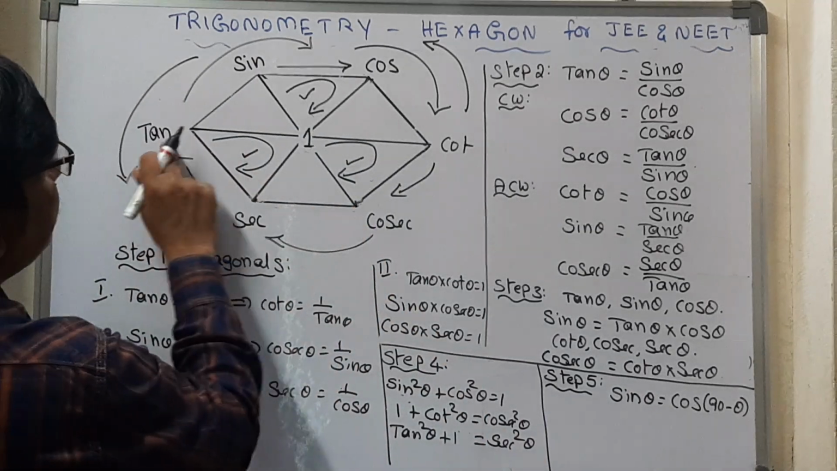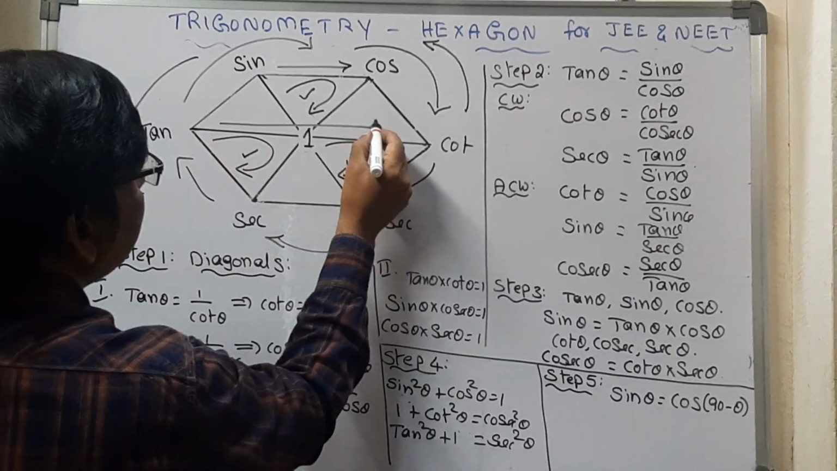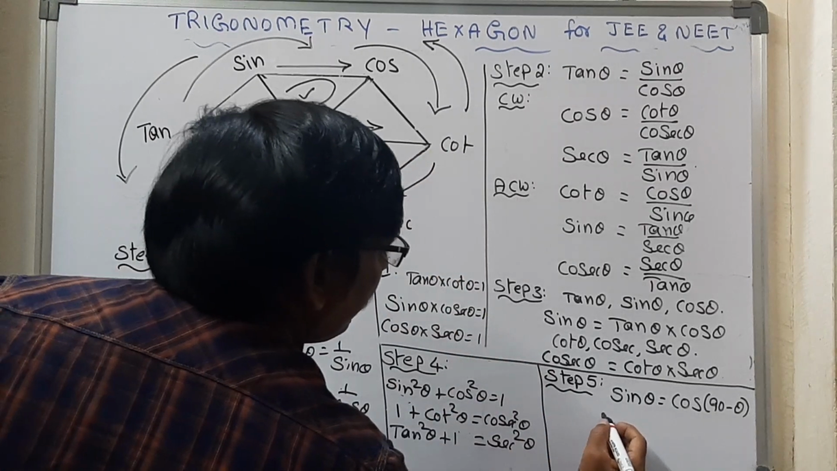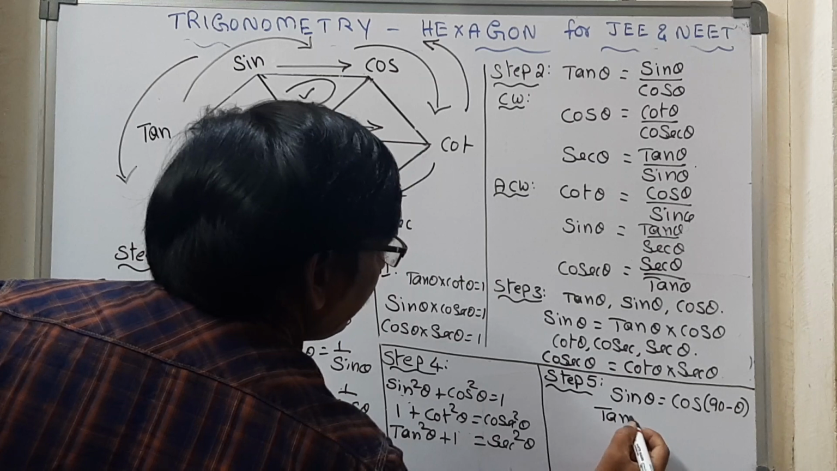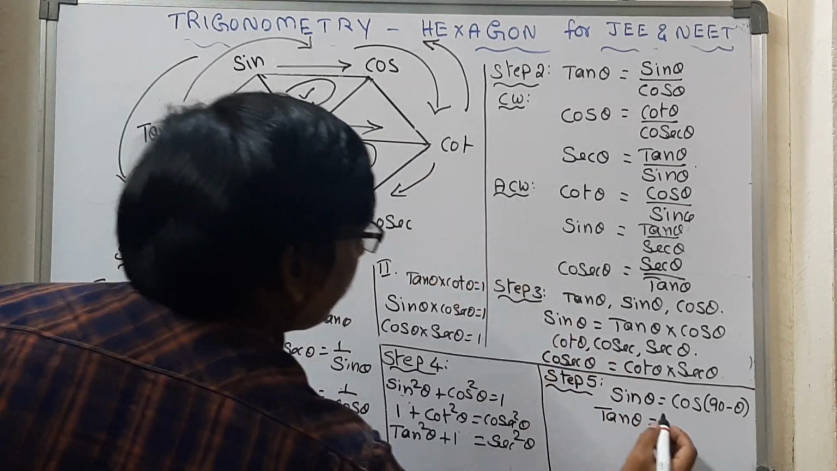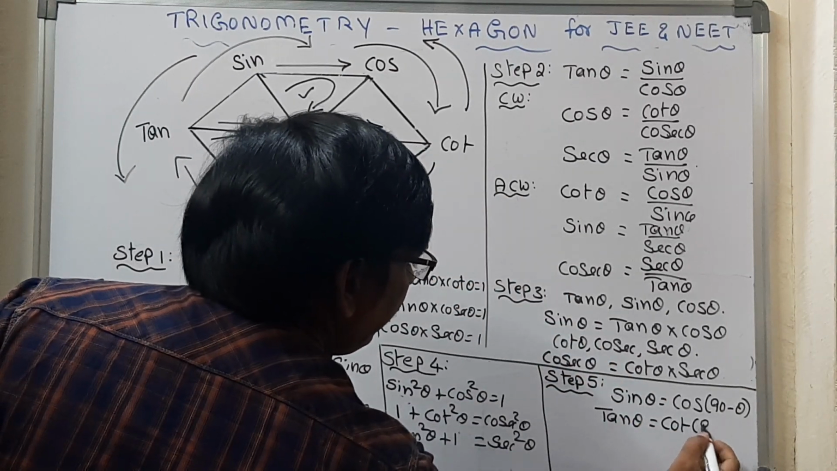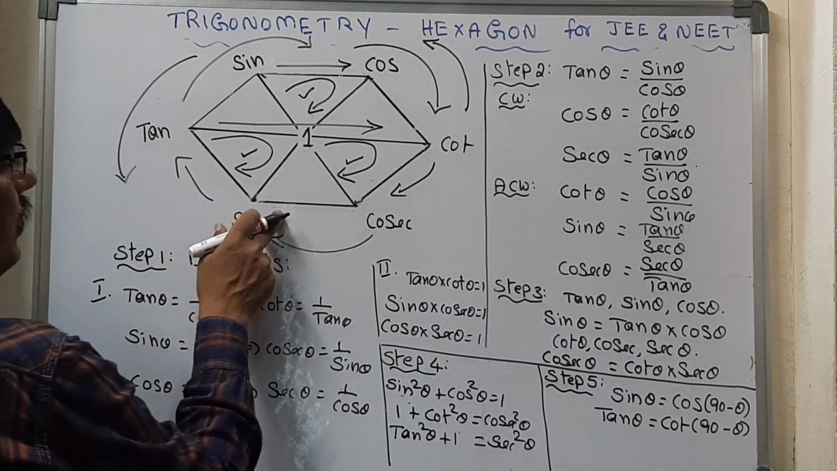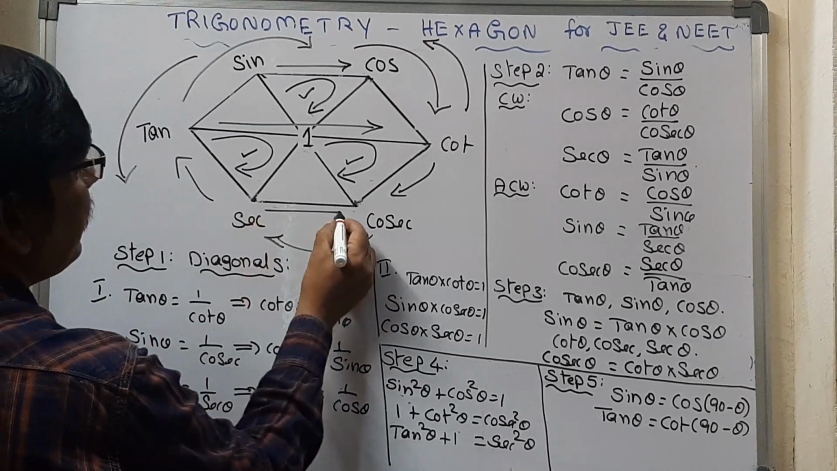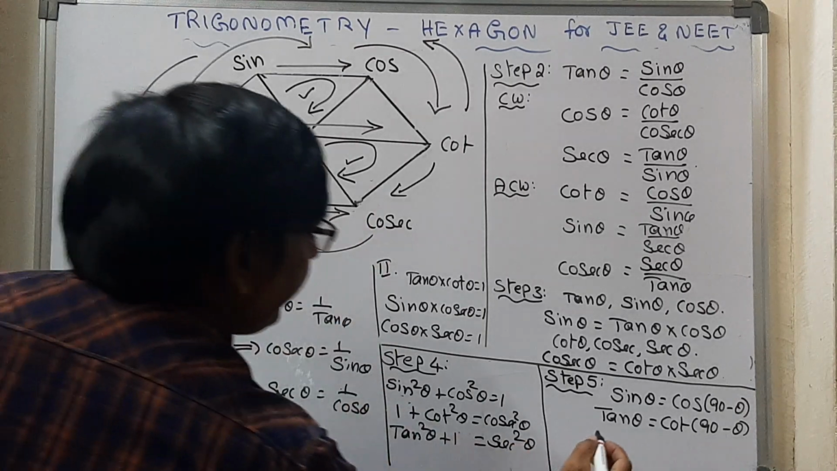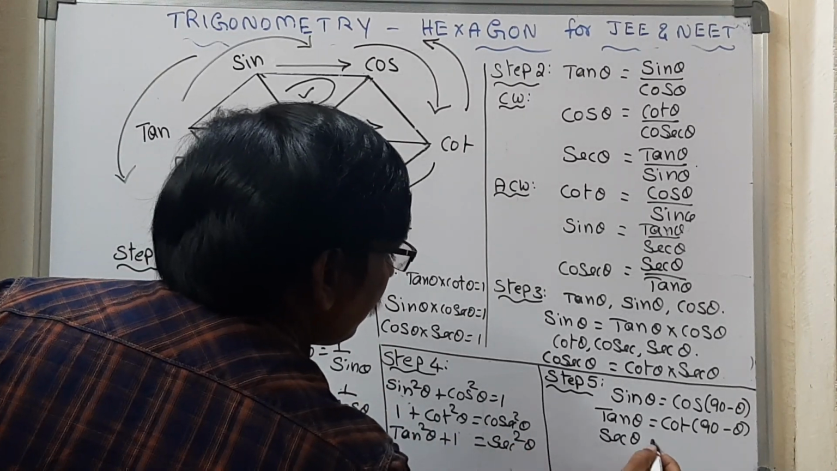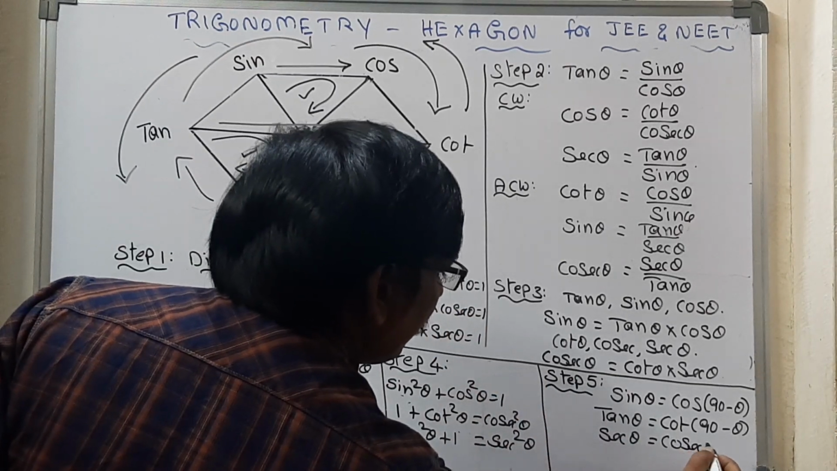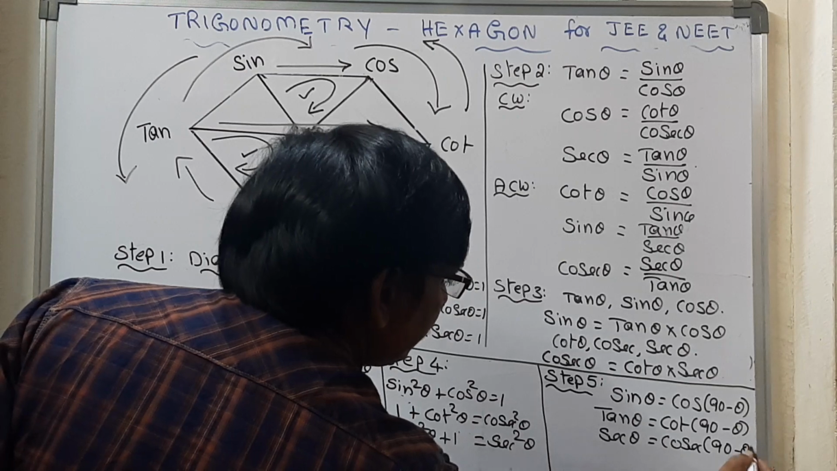Take this next one, this horizontal line, associated with tan and cot. Tan theta is equal to cot of 90 minus theta. What is the last one? It is the extreme bottom horizontal line: secant theta is equal to cosec of 90 minus theta.